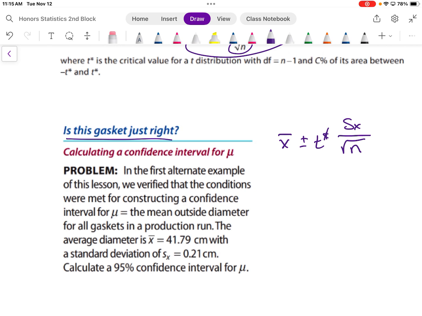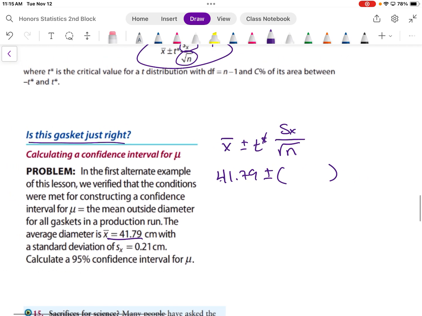As I pull information out of here, x bar, they told us, was 41.79, plus or minus, we have to get some T star. I'll do an inverse T and round it to 3 decimals. My standard deviation is 20.21, and then the square root of my sample size, which was 10. Remember, n was 10 for that earlier problem. So I need my T star to go in that little part right there.